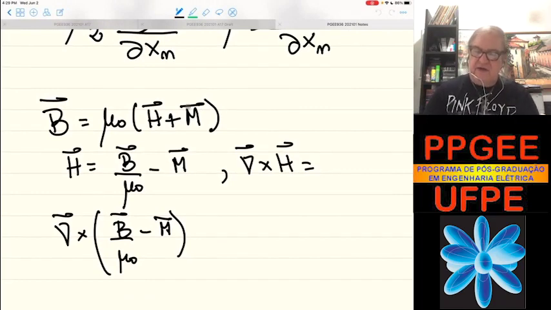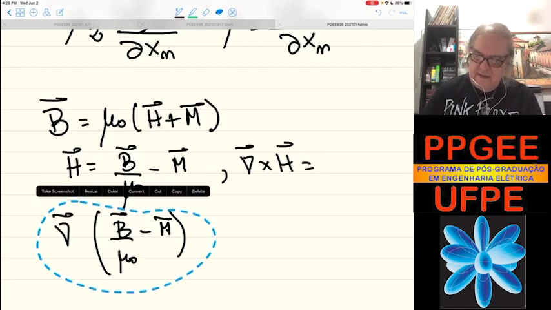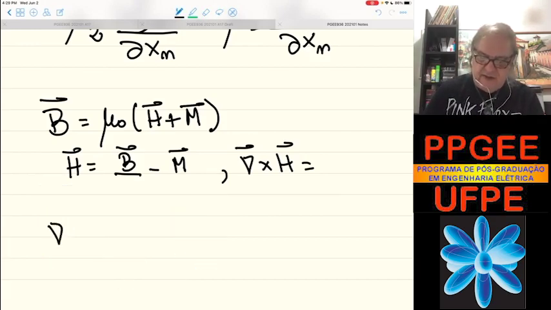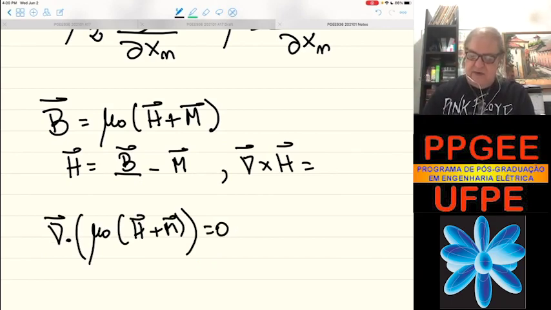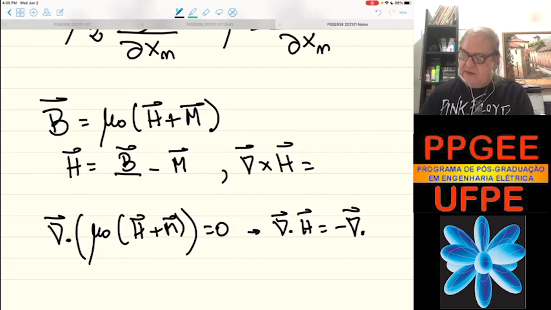So we're going to have divergence of B, which is mu0 times H plus M. Mu0, the vacuum permeability, is not equal to 0, so it means divergent of H equals a given parameter, which is minus divergent of M. Okay?